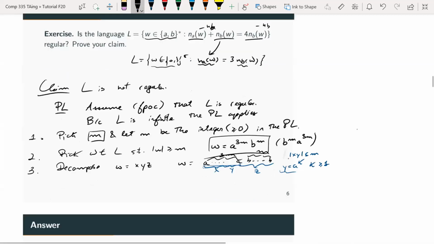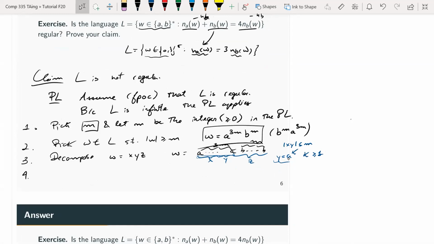All right, so now what is the fourth and last step? Well, now I need to either pump up or pump down. I'm going to write it formally: pick an i such that X Y^i Z is not in L. So here I'm just going to pick i equal to 2, so I'm going to pump up by 1. So W^2 is going to be X, Y^2, Z, or X, Y, Y, Z.